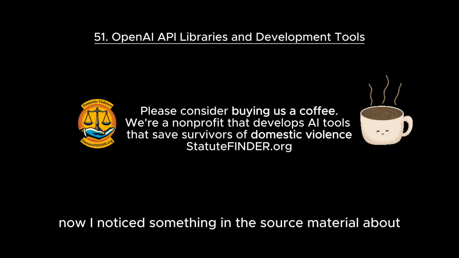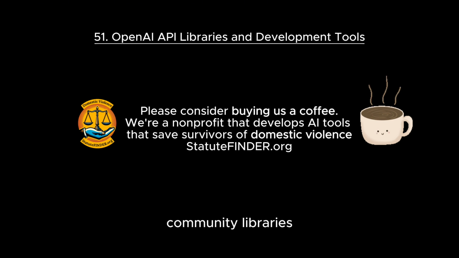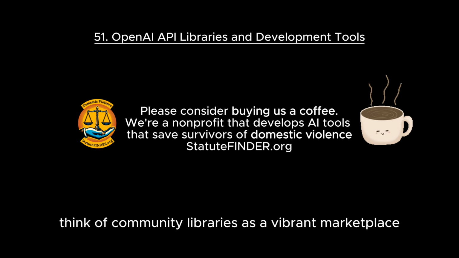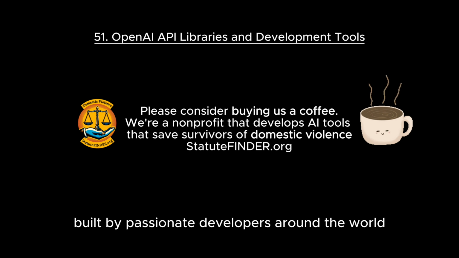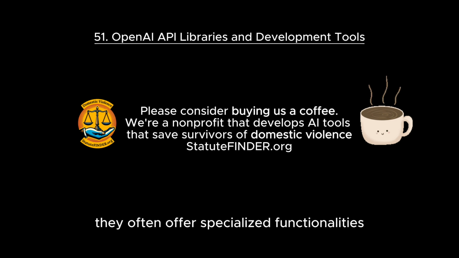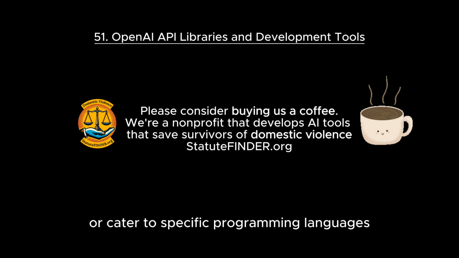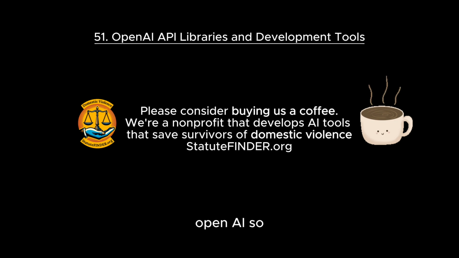Now, I noticed something in the source material about community libraries. What's the difference between those and the official ones? Think of community libraries as a vibrant marketplace of tools built by passionate developers around the world. They often offer specialized functionalities or cater to specific programming languages beyond the ones officially supported by OpenAI.